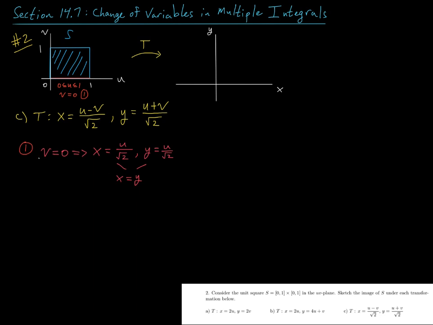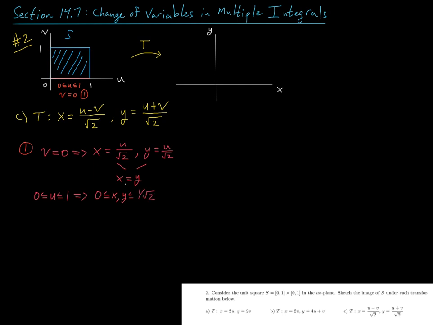Okay, so the condition that v is 0 says that we're going to get a portion of this diagonal x equals y, and the fact that we're letting u vary from 0 to 1 will imply that x and y, being u over the root of 2, will vary from 0 to 1 over the root of 2.